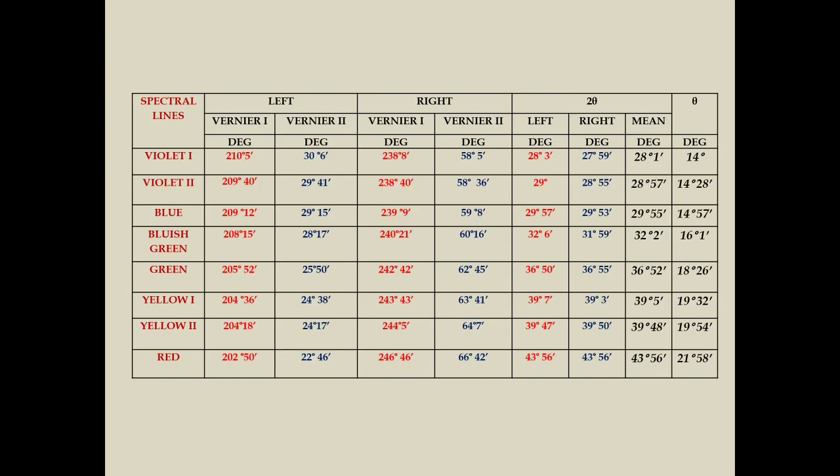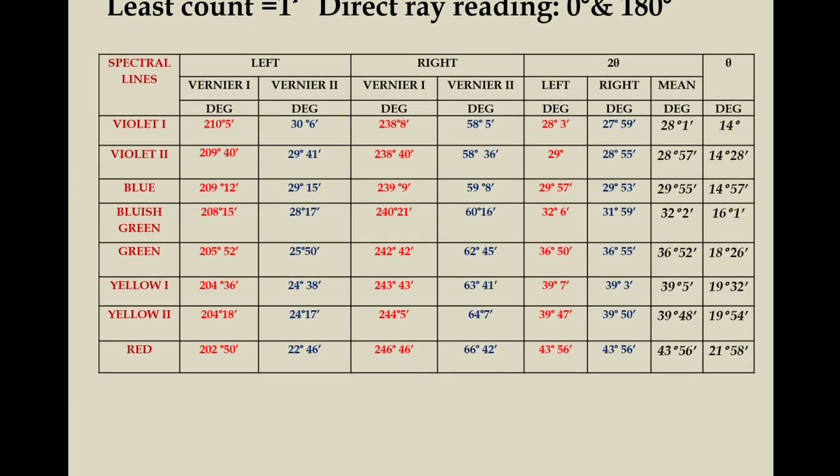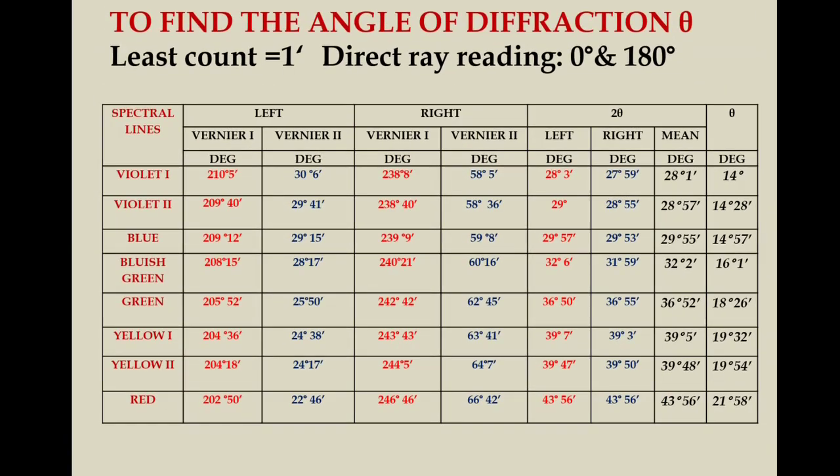In the next table, actually we used to put these two tables on a single page. For want of space, I have divided this table into two tables. See here, I have taken the total readings of vernier 1 and vernier 2 for the left, and the total readings of vernier 1 and vernier 2 for the right.